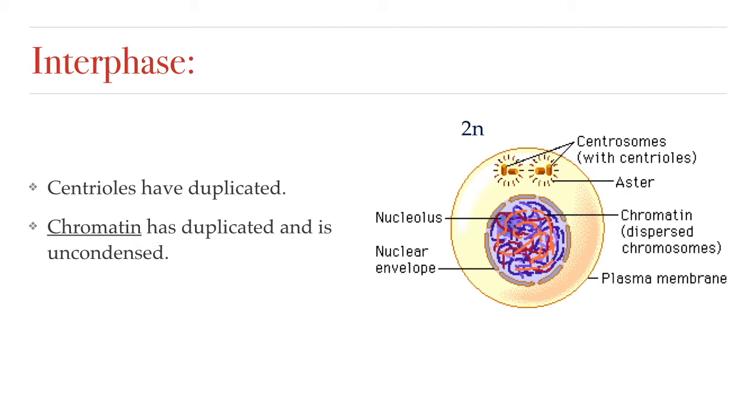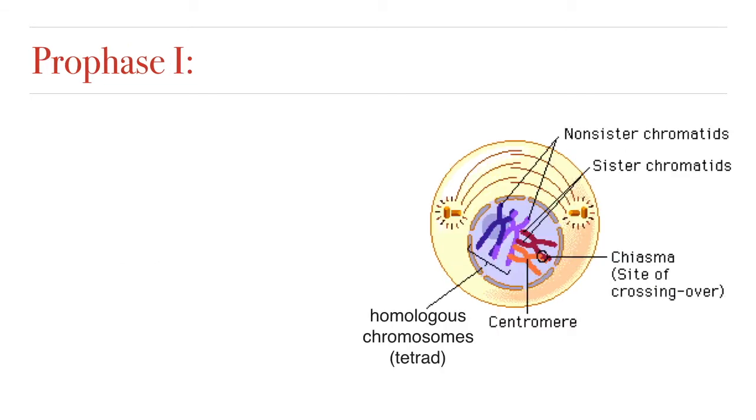visible. Because meiosis is divided into two stages, meiosis 1 and meiosis 2, we're going to add a Roman numeral 1 after each step in the first stage of cell division. And so this next stage is called prophase 1. Prophase 1 starts with one process that did not occur during mitosis, and that is a process called synapsis.